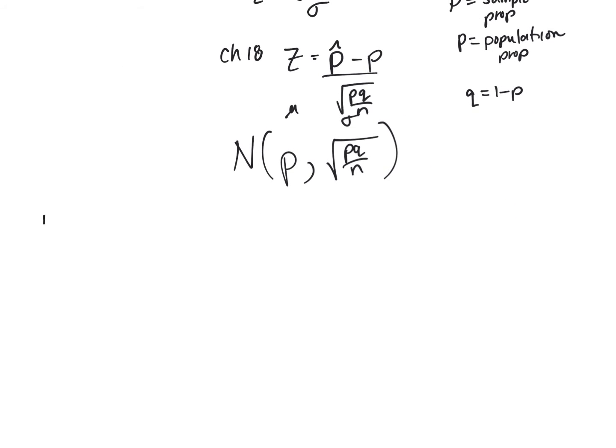So number 13, let's look at it. It is generally believed that nearsightedness affects about 12% of all children. That means P is 0.12. What is given to you in the problem, that is the population proportion. A school district has registered 170 incoming kindergartens. There's your N. 170 kindergartners.